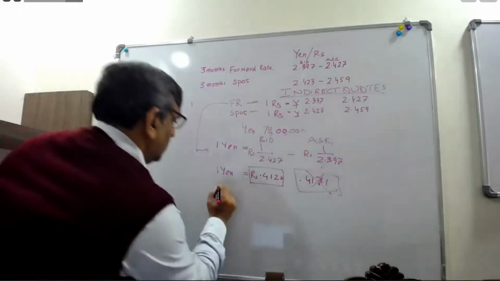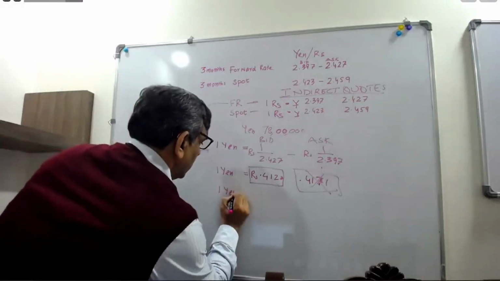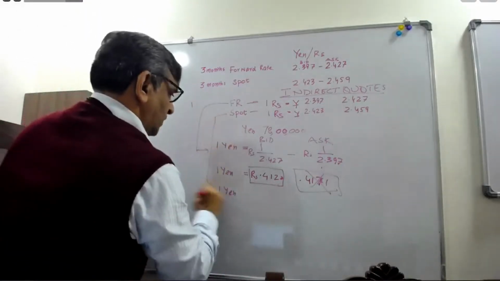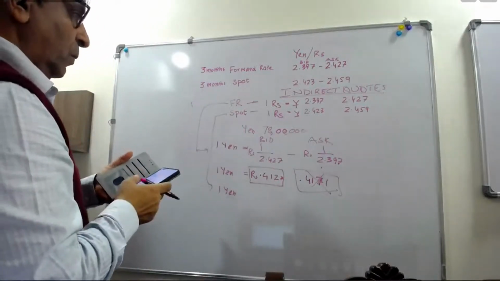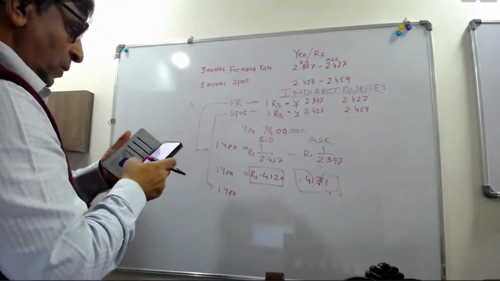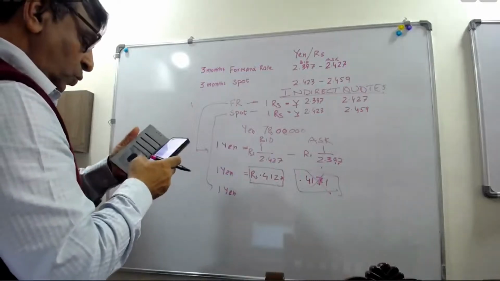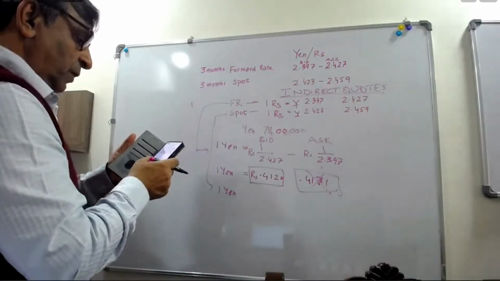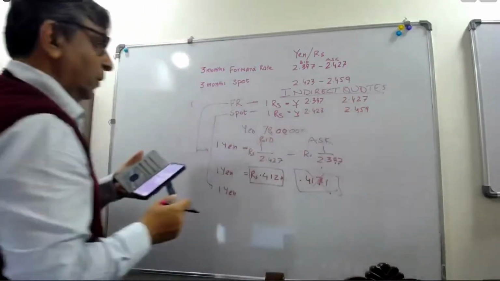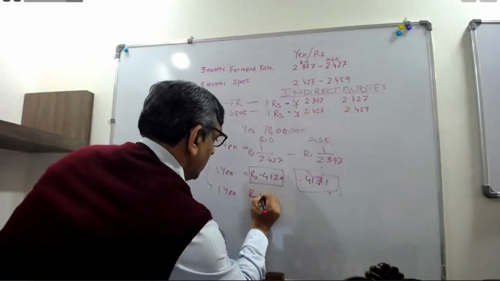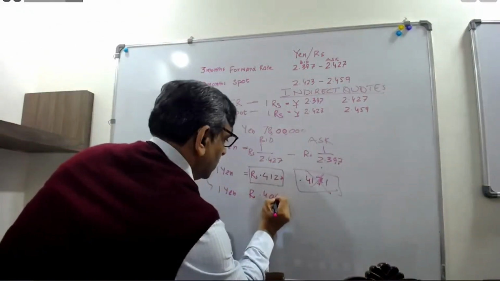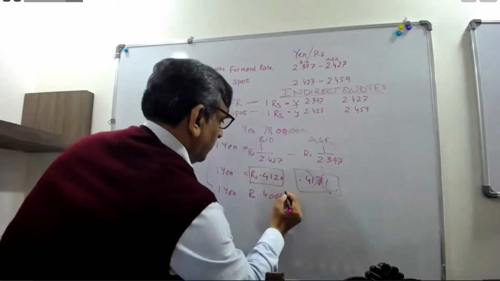Fine. So let's calculate the spot rate also, and let's see. So it will be like this: 1 divided by 2.459. So we are taking this rate now, the spot rate. So we get rupees 0.4066.